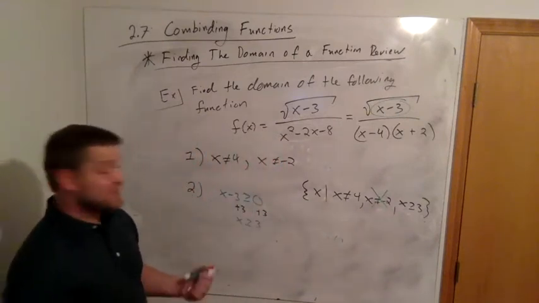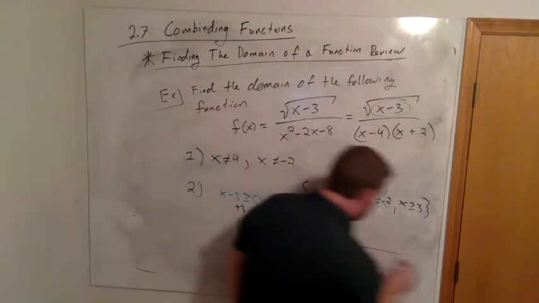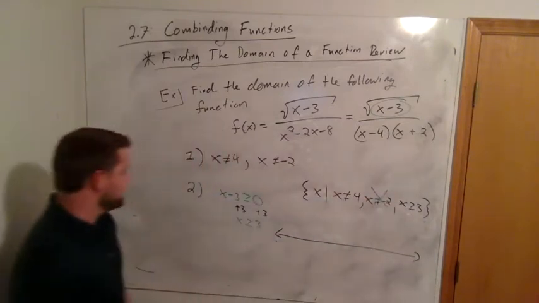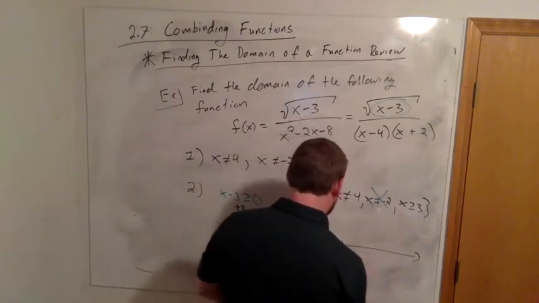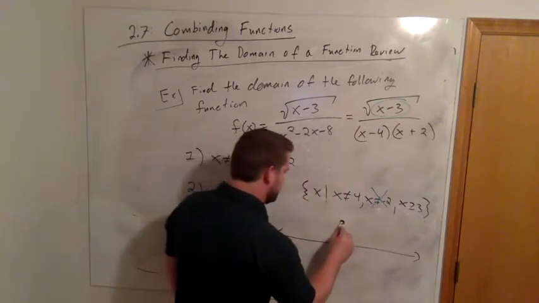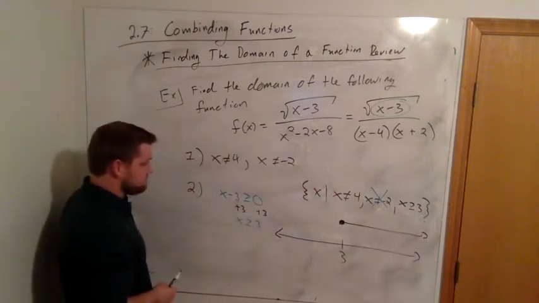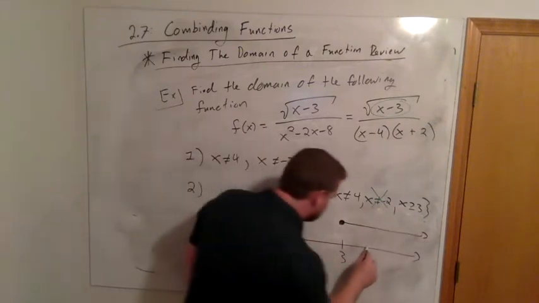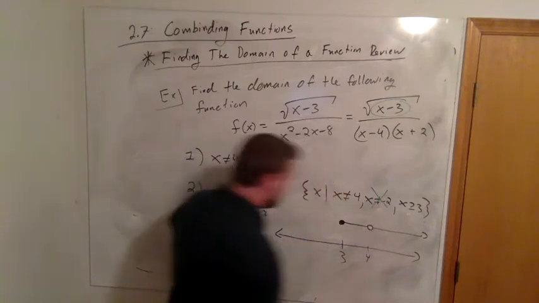highly recommend sketching these. If I were to sketch these, it'd be a little bit more clear. I do this every time. I need x to be bigger than 3, so let's mark 3 here. Okay, I can include 3, anything to the right of 3. Okay, x can't be 4, so I'll put an open dot here.